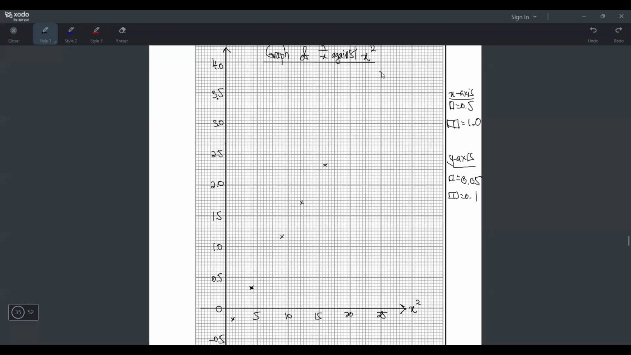So 83. 3.83 is like somewhere in naik sikit lah. Means 3.8 naik sikit. Because 3.8 naik 1 is 3.85. So it's like somewhere in between them, right? Okay, so that's it. Now we can draw the line of best fit.